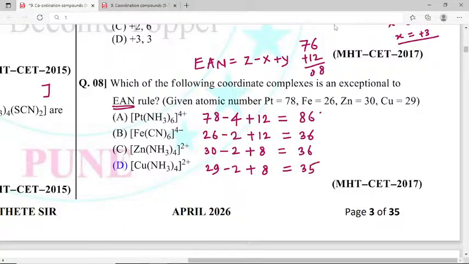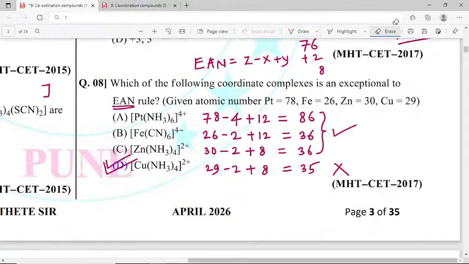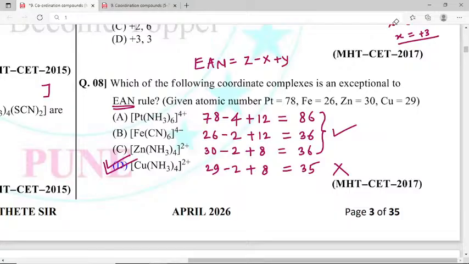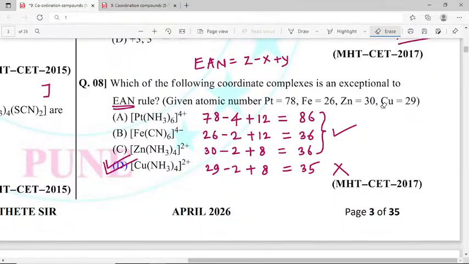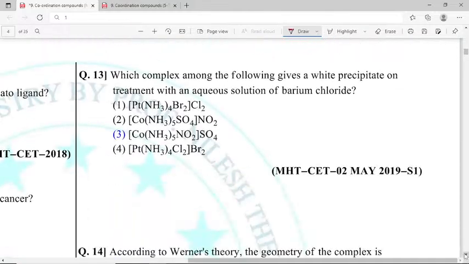Okay, so this is obey the effective atomic number. So this is inert gas. This is obey. This is not obey. So option number D is correct. So please write now. Effective atomic number is Z minus X plus Y. Okay, get it everyone? Now start the next question.